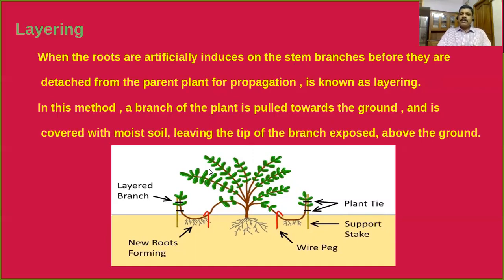For example, in this method, you can see that the branch of the plant, can you see this branch of the plant, is pulled towards the ground and is covered with the moist soil, leaving the tip of the branch exposed above the ground. Can you see? Here in this diagrammatic representation, we have selected two branches and a part of the branch we have pulled towards the ground, especially in the moist soil. Okay, you are very familiar, when the part of a plant, especially the stem, comes in contact with the soil, what happens? They may produce the roots, isn't it?